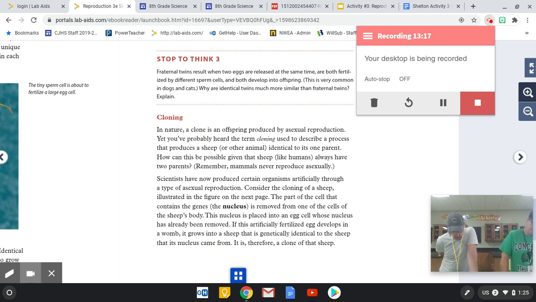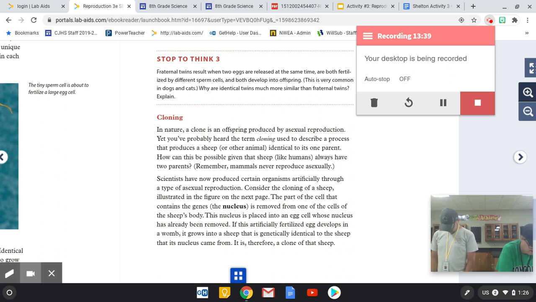How can this be possible given that sheep, like humans, always have two parents? Remember, mammals never reproduce asexually. Scientists have now produced certain organisms artificially through a type of asexual reproduction. Consider the cloning of a sheep, illustrated in the figure on the next page.